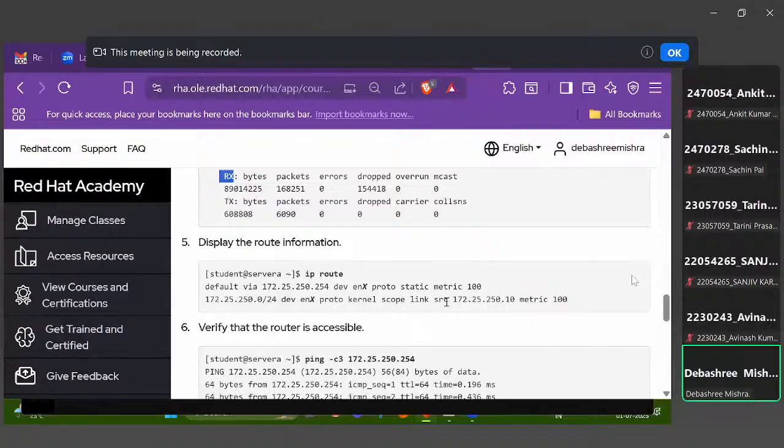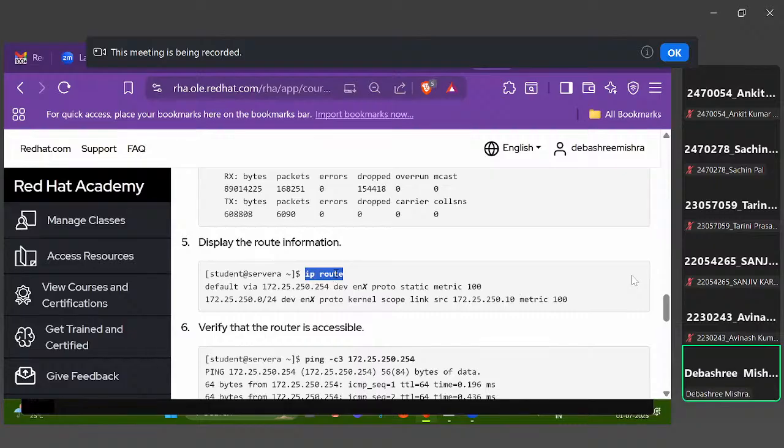Now, if you want to check the router information, the routing information, you can use the command called ip route. So you will get the IP address of your router, its static metrics, and the Ethernet number, the kernel scope links, all these things will be there.